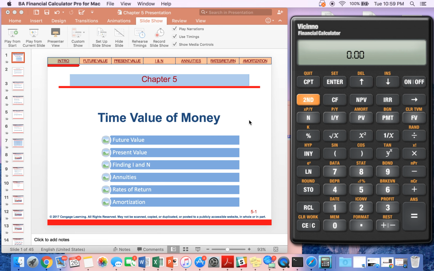We're going to talk about future value and present value, and if you don't know what any of these mean yet, you will. I'm just introducing them to you. We're going to talk about finding your I, which is your interest rate, or N, which is your period. We're going to talk about different kinds of annuities, rates of return, and amortization schedules. So lots of fun stuff in finance today.